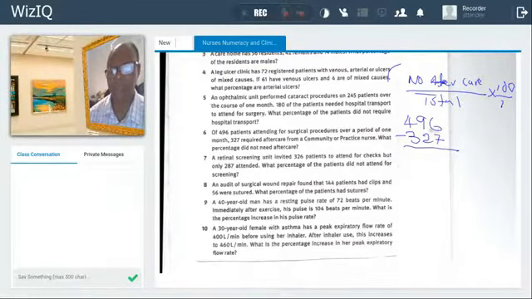So 6 take away 7 is not possible. So you borrow 1 from here, and then you are left with 8. That one becomes 10. 10 plus 6 is 16. 16 take away 7 is 9. And then you have 8 remaining. 8 take away 2 is going to be 6.